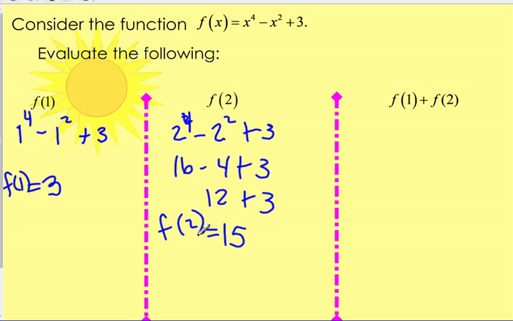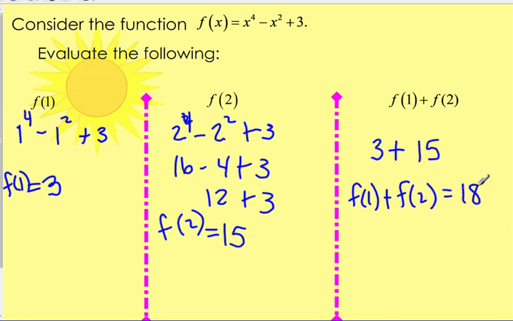And then f of 1 plus f of 2 means the solutions we got from each of those. So we got 3 for f of 1, and we've got 15 for f of 2. So f of 1 plus f of 2 is going to equal 18. Again, all we did was take what value was there for x and plug it in.